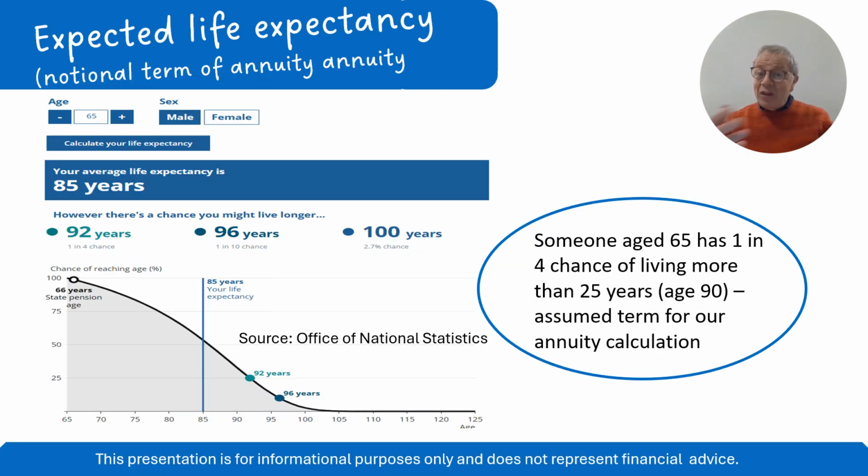So I talked about the term being 25 years, and this is a screenshot from the Office for National Statistics, showing that for a 65-year-old, average life expectancy is 20 years to 85, but someone has a 1 in 4 chance of living to 25 years. So actuaries will give somebody of 65 about 25 years to live.